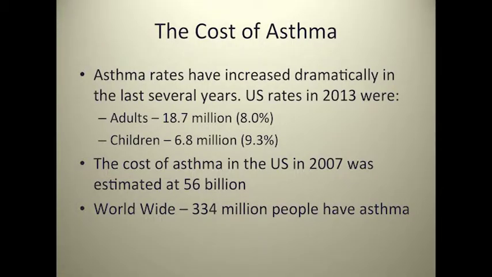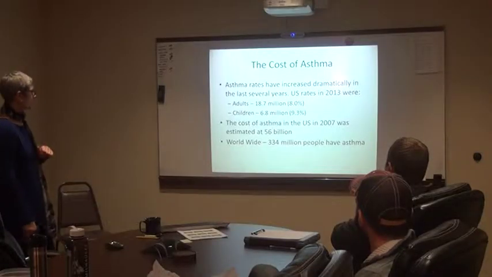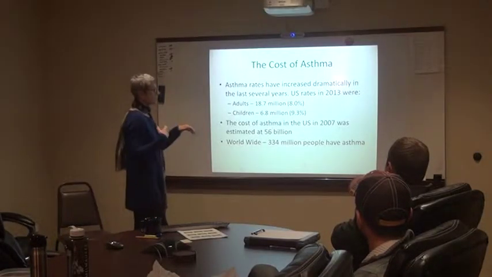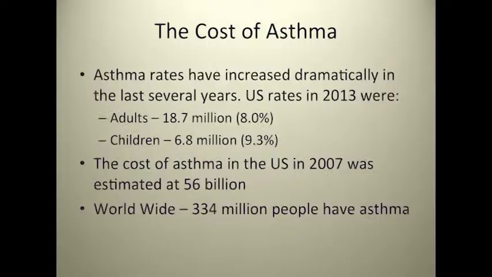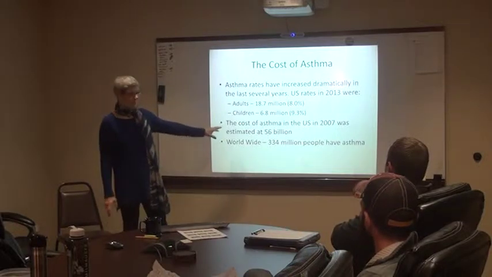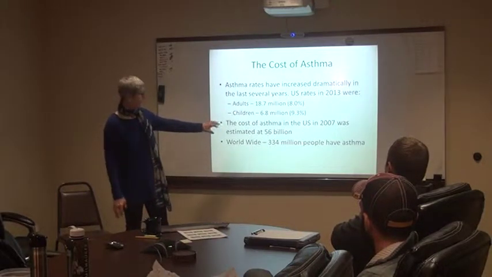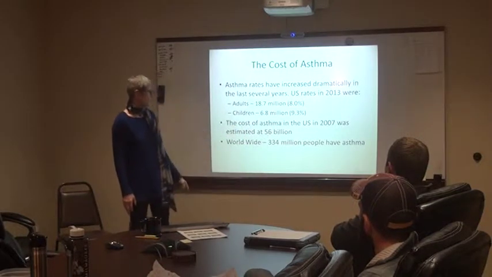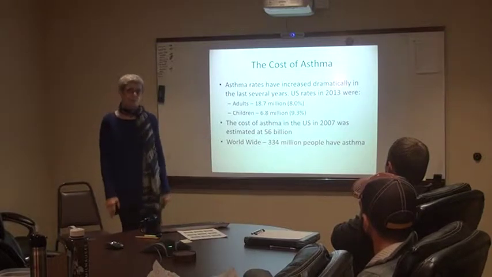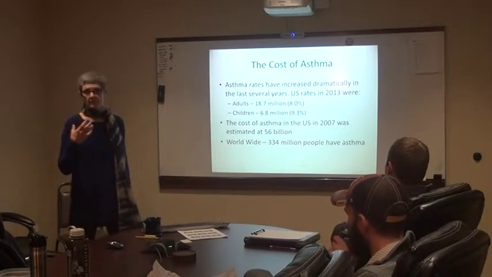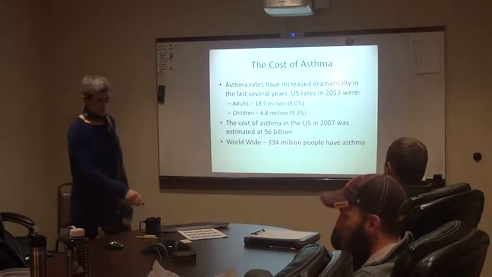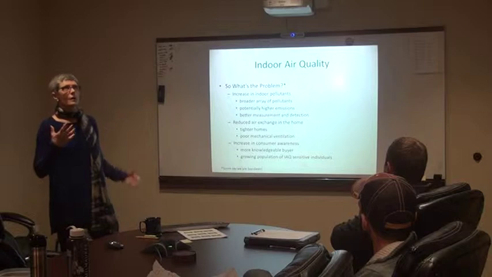Asthma rates have increased dramatically. I was trying to find the most recent figures, and this is what I can find, from 2013, since it usually takes at least a year for those statistics to be put out. Asthma rates: 18.7 million adults, about 8% of adults, and about 9.3% of children have asthma. The cost of asthma in 2007, which is much greater now, but that's the latest I could find numbers on, was $56 billion. Worldwide, 334 million people have asthma. Asthma is not caused by any one of those things, but it is exacerbated by most of them, so that's why there's big awareness of asthma.